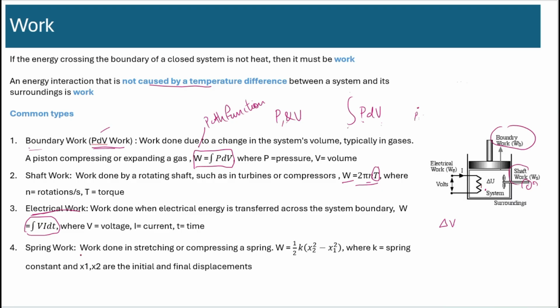And then there are other types of work, like spring work. If you have a spring and you're compressing the spring into the system, you're storing the spring energy inside the system. So that is work done on the spring, and you can typically say it is related to the displacement of the spring. If x1 was the initial displacement and x2 was the final displacement, then the total energy stored in the spring is that potential energy. It's actually the work done on the system if the spring is inside the system. The spring could also be outside the system, then the work is done by the system on the spring.